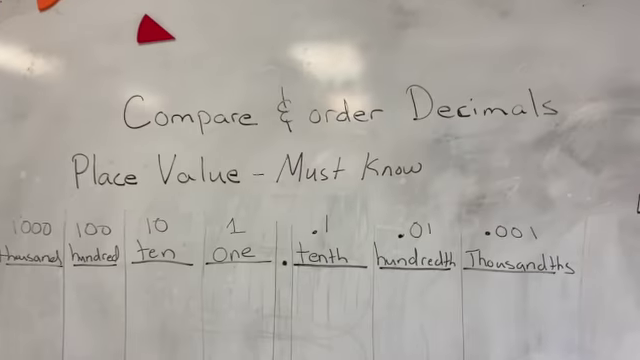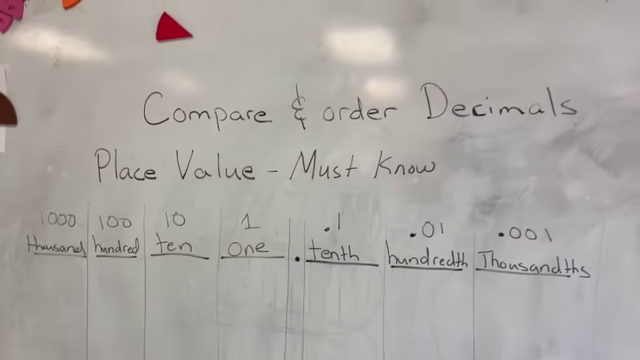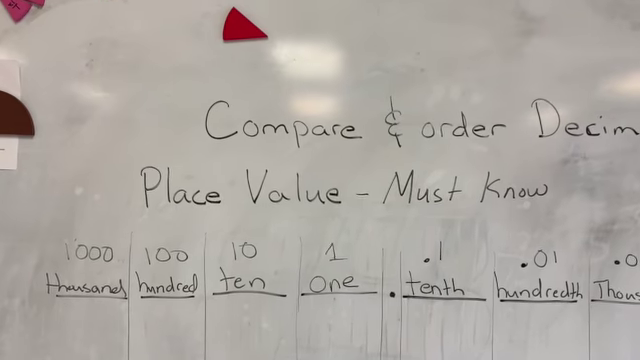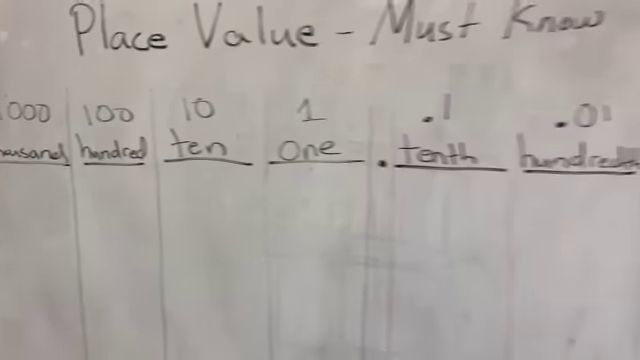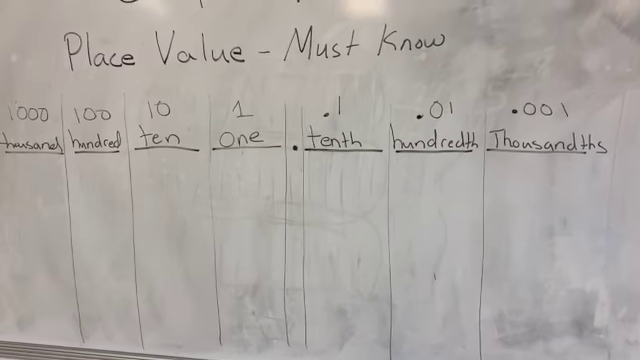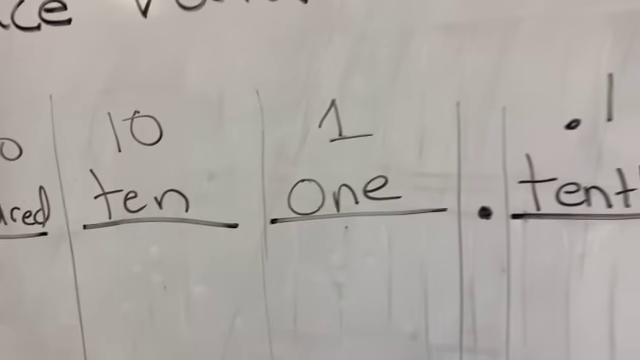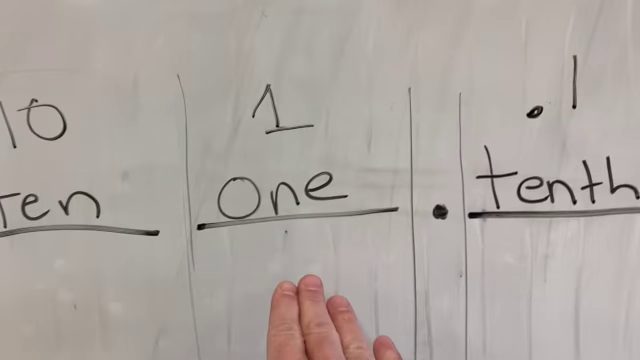Okay, so here we are, compare and order decimals. Very, very important skill to know for not just fifth grade mathematics, but moving forward. It comes down to understanding place value, and I've actually got a place value chart here on my board. We're going to start with the ones place. Very common place here. It's also known as the whole place. You have one whole, you have one.